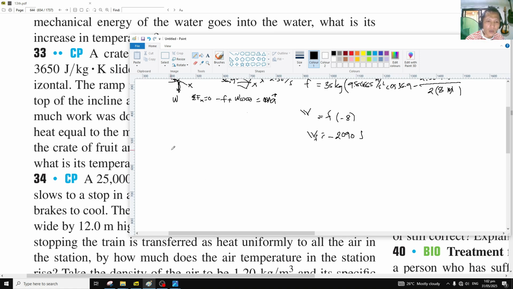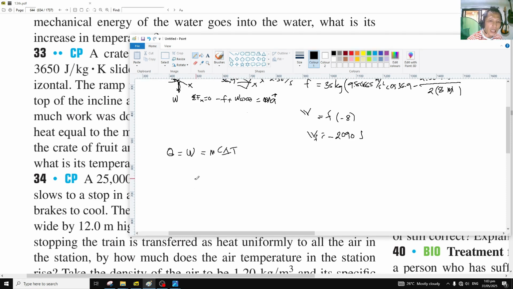So meaning, you would say that Q would be equal to W. But the negative will be removed because it is absorbed. Again, this negative is just saying that this work is going to the left. But if that work is in terms of heat, so in terms of absorption, you can take it as positive. So Q is equal to W, which is equal to MC delta T.